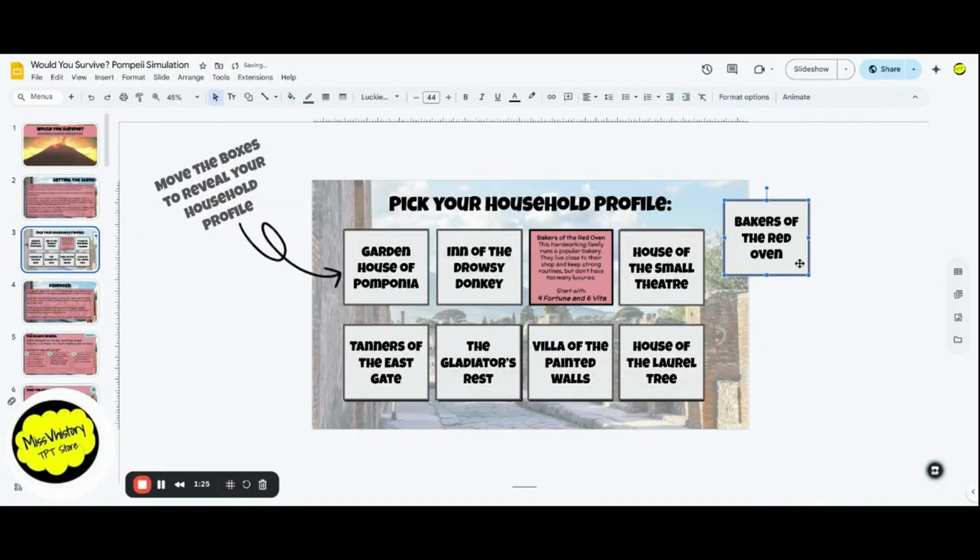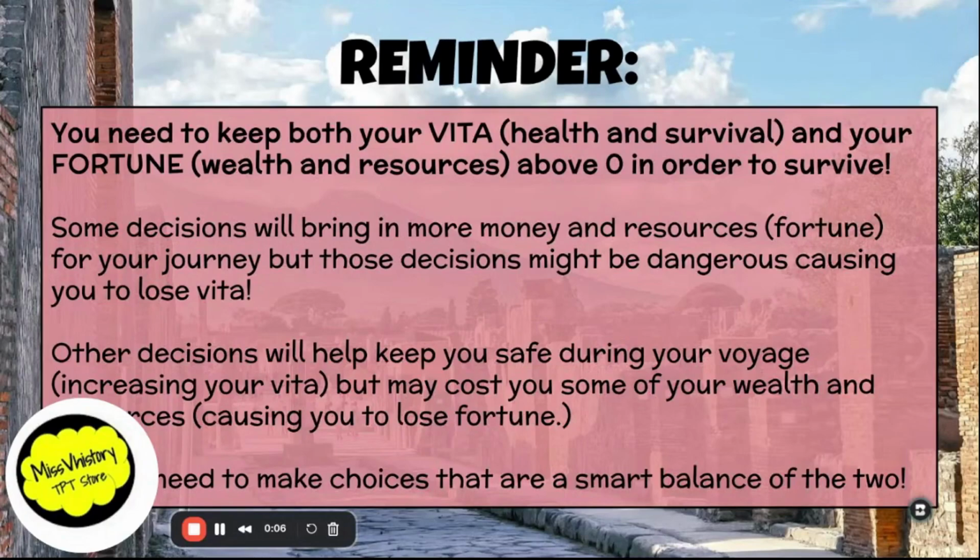So if that is their household, it gives a little blurb about that household, and it shows that this household, the bakers, start with 4 fortune points and 6 Vita points. And each profile starts with a different amount of points, which could determine what they do and the choices that they make.